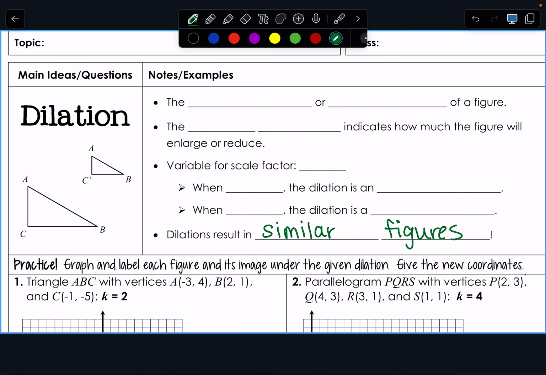Okay, so a dilation means we are either going to stretch or shrink our figure so that it is still the same shape but a different size, which is our definition of a similar figure.